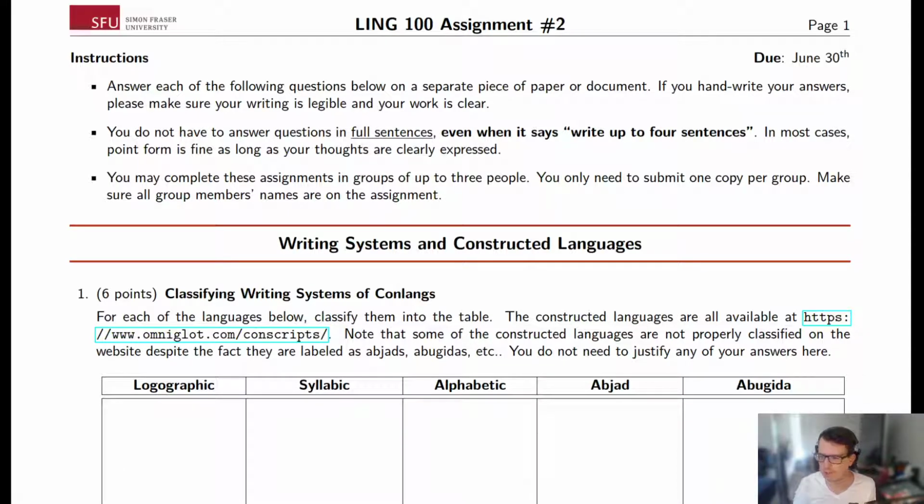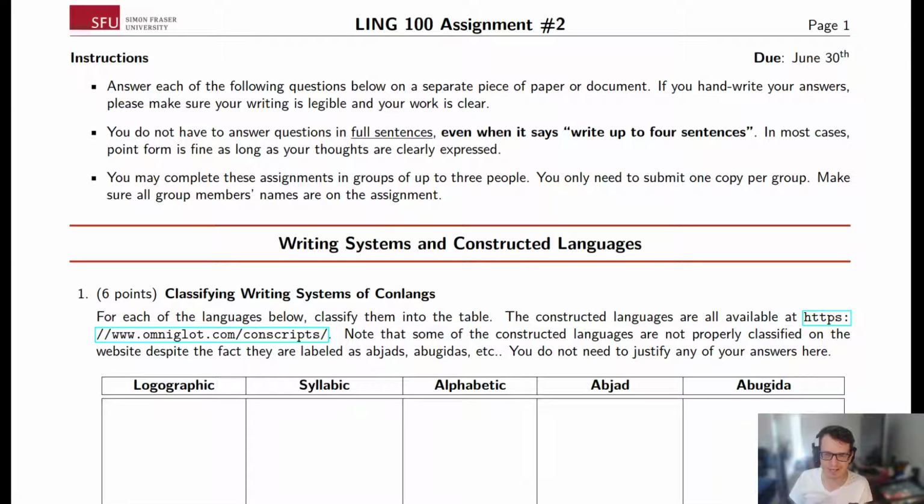This is the instruction guide for the second assignment in Ling 100. So there's 4 questions this time. They're a little bit less involved overall than the last one. In other words, the first question in the first assignment was 14 points. We don't have anything this large in this assignment. So this one covers writing systems, it covers language acquisition, and it covers neurolinguistics.